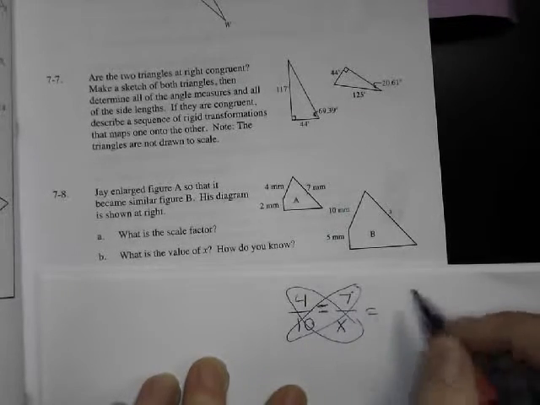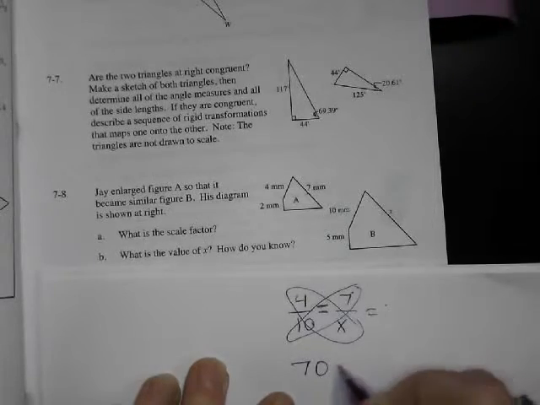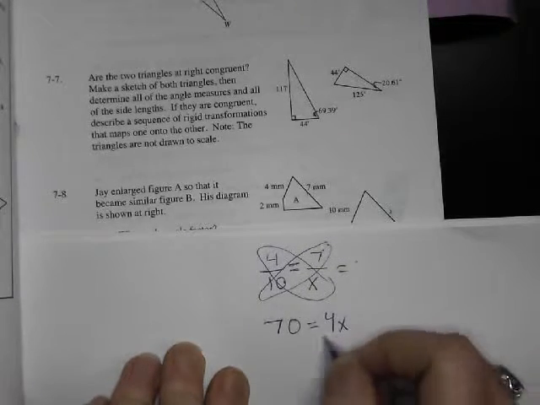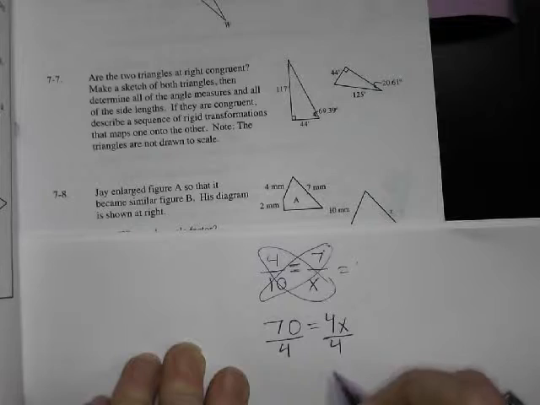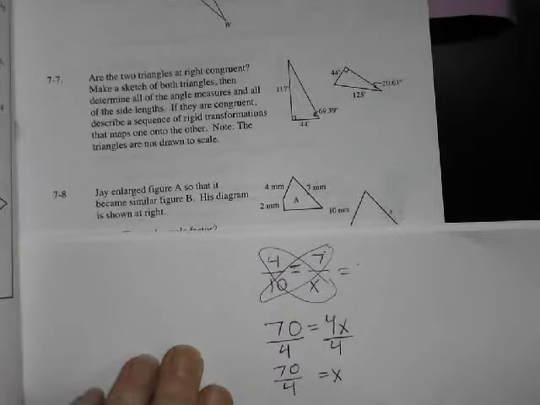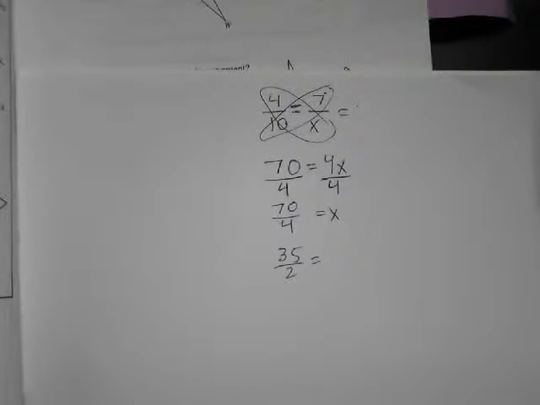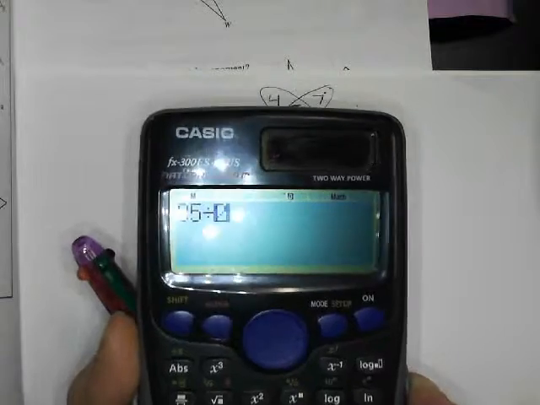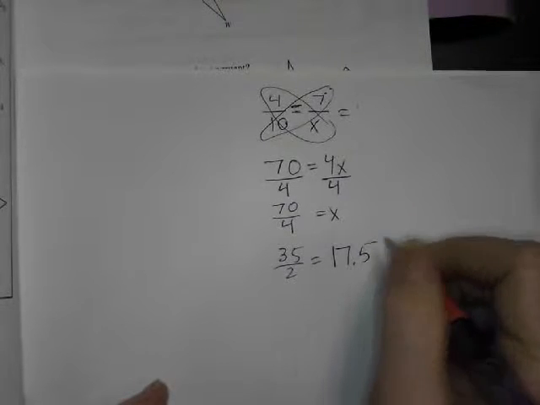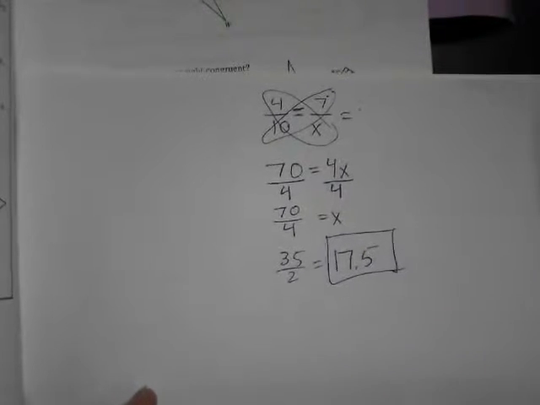So 10 times 7 is 70. I'll do it down here. 70, and that's equal to 4 times x. And then if I do my algebra, I can divide by 4, and I can get that x is equal to 70 over 4. 70 over 4 can be reduced to 35 over 2, or if you wanted to, you could get out your calculator and figure out what a decimal is for that. That's about 17 and a half. That's x. Okay, so I guess that's the answer for letter B.